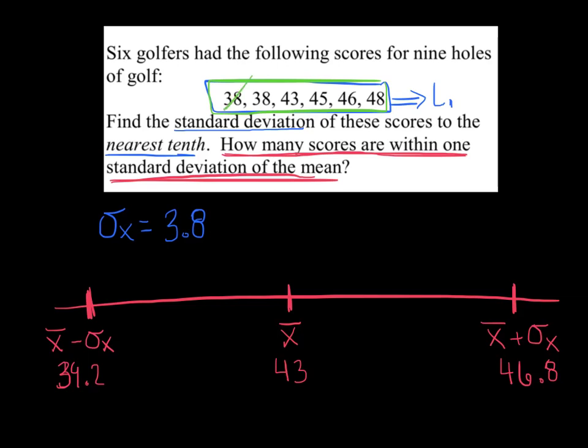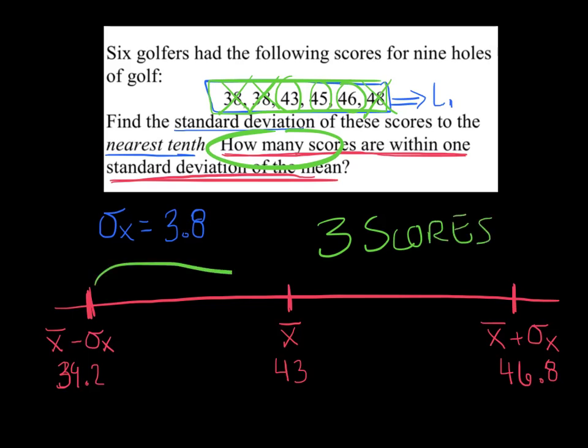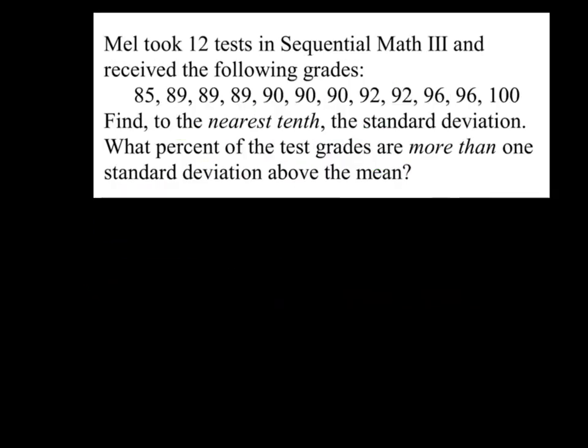I'm going to say 38 is too small. 38 is too small. 43 is good. 45 is good. 46 is good. And then 48 is too large. So how many of the scores? I'm going to say 3 scores total fall within 1 standard deviation of the mean in this gap right there.